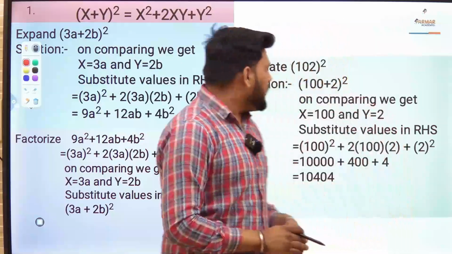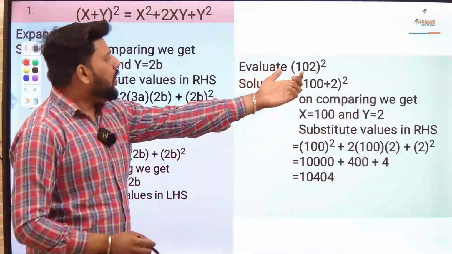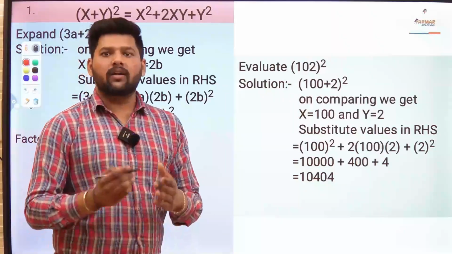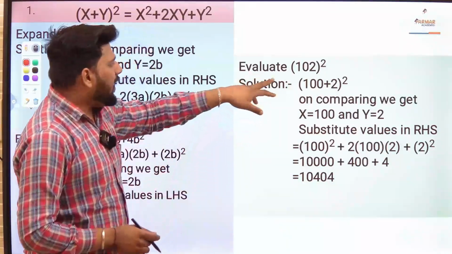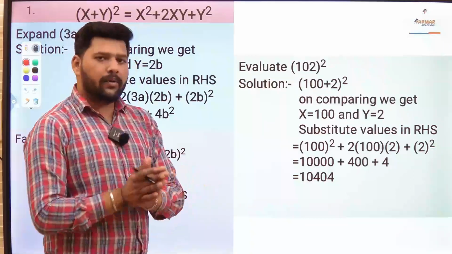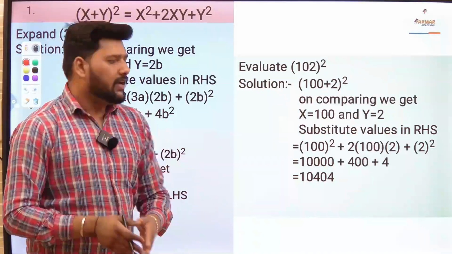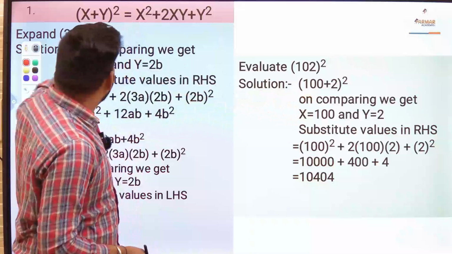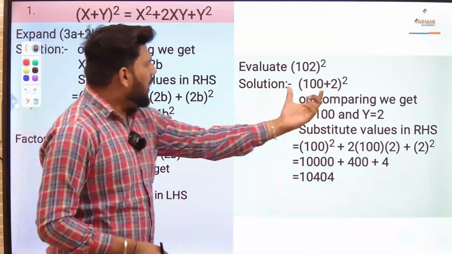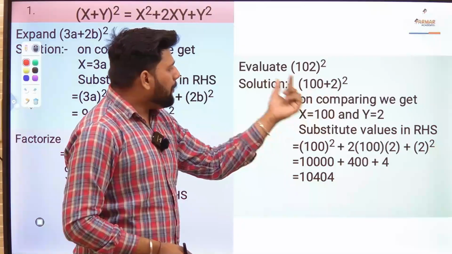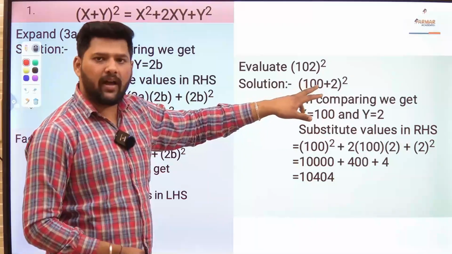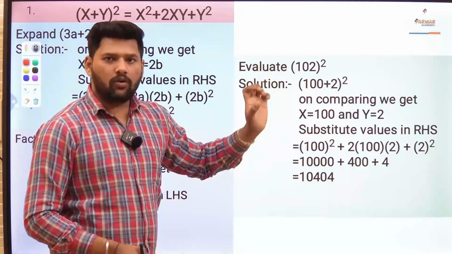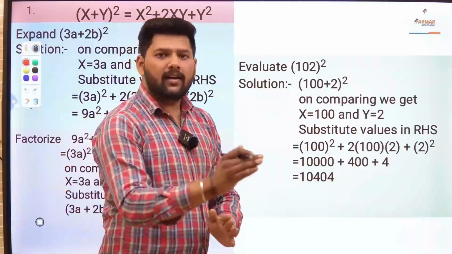And the last question is evaluate 102 square. Means 102 is multiplied by 102. So simply I can write 102 as 100 plus 2 whole square. And now this is a form of x plus y whole square. When I compare this with the left hand side, I will get x is equal to 100 and y is equal to 2. Now simply put the values in the right hand side.